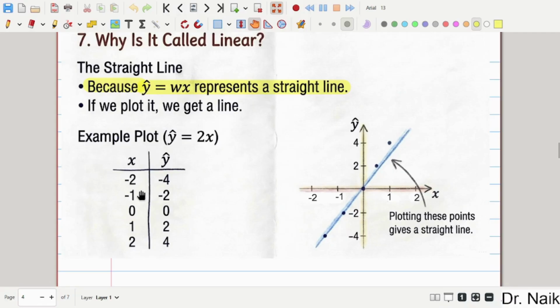2 multiplied by minus 1 will give minus 2. 2 multiplied by 0 will give 0. 2 multiplied by 1 will give 2. 2 multiplied by 2 will give 4. And if we plot these points together, we will get a straight line. Therefore, it is called linear.